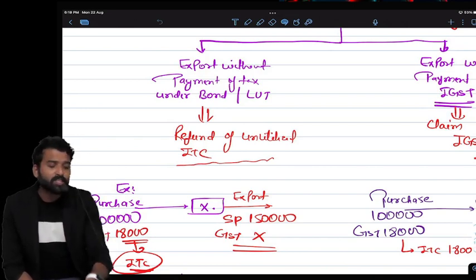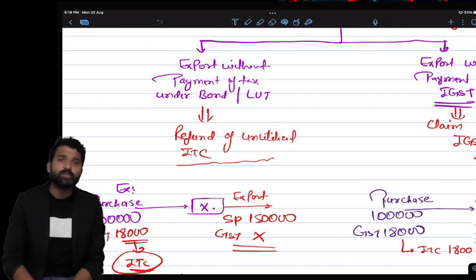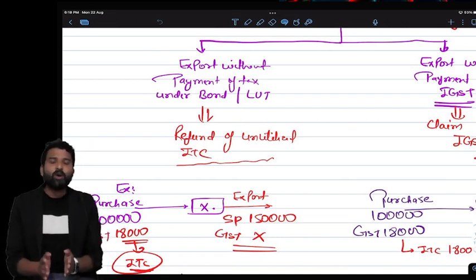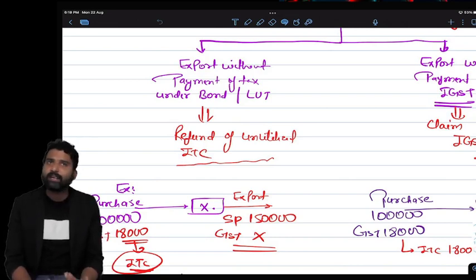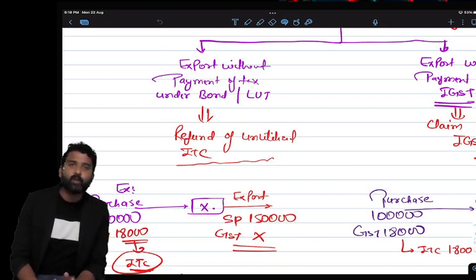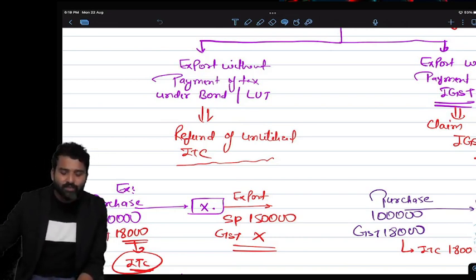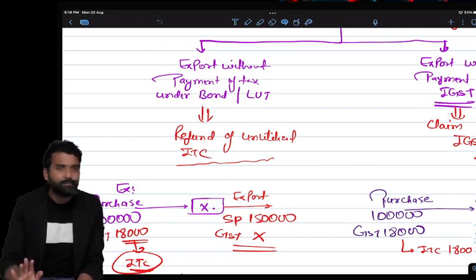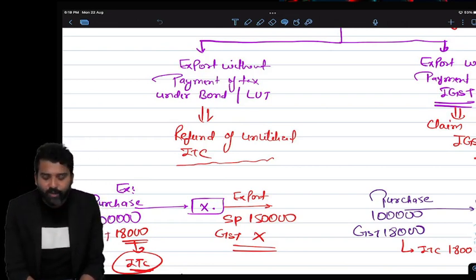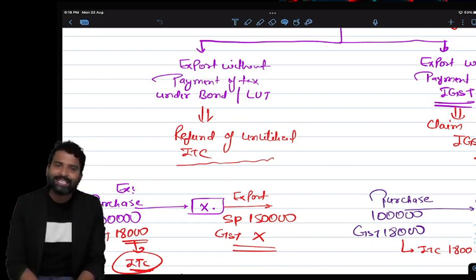My export is not completed because the goods haven't crossed the custom barrier of India. So right now the goods may be in the custom warehouse, or anywhere in India only. So right now the export isn't completed, and that's why I will furnish the bond, LUT, and on the basis of that bond and LUT, I will not pay any GST on the sale.